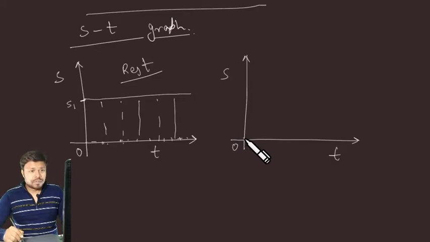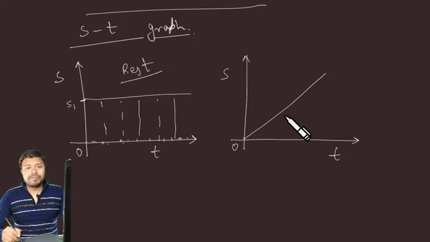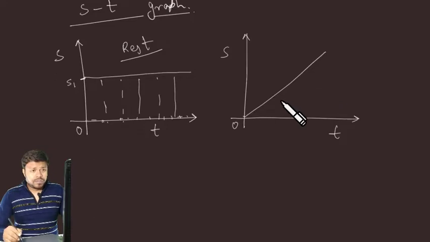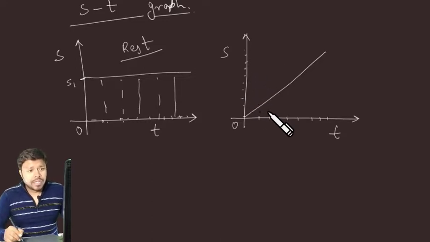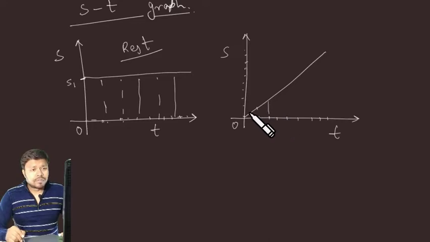So it would start from 0, let's say, then a straight line. What does this straight line mean? See here, when the time changes along the time axis or x-axis, the displacement also increases. And equally, for equal intervals of time, the displacement also changes equally. For this interval of time, the interval of displacement would be the same. So this is the uniform motion of the body.